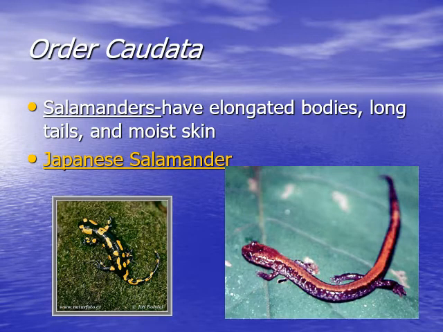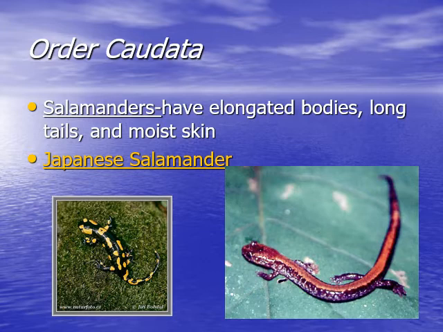Our next order of amphibians is order Caudata. This refers to their caudal tail. This means they have a tail. So our big group of organisms in this order are these salamanders. They have elongated, stretched out bodies, long tails, and moist skin. We have a couple pictures here. The black and yellow one there, that's an example of a Japanese salamander. There are lots of salamanders in the world, lots of different species. Pennsylvania does contain, I think, maybe a little bit less than a dozen species or so.